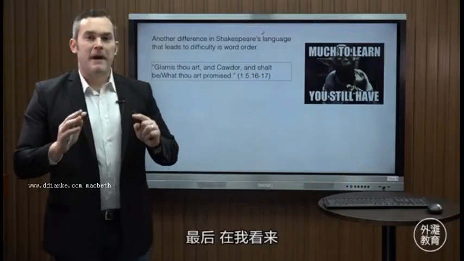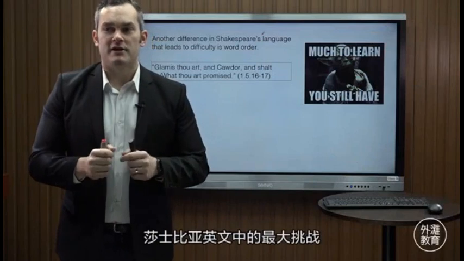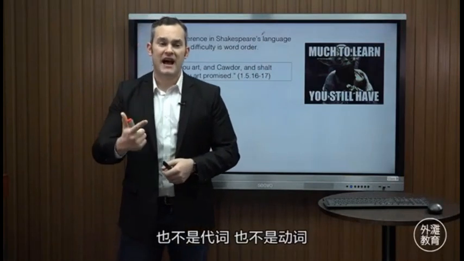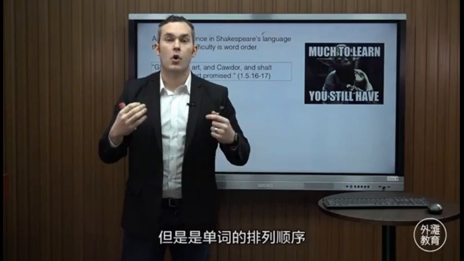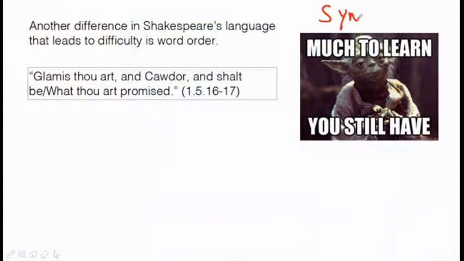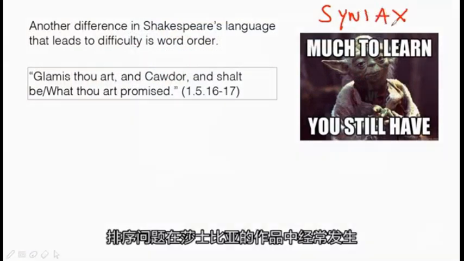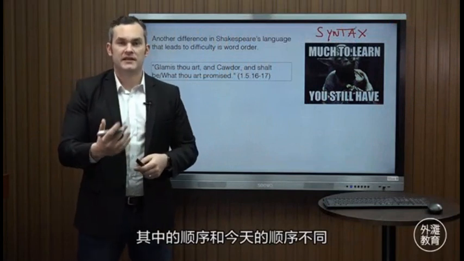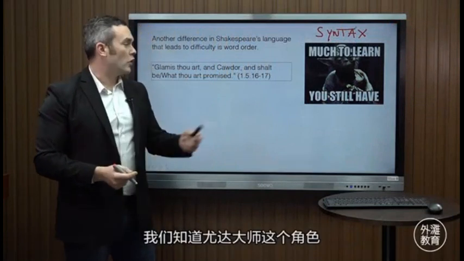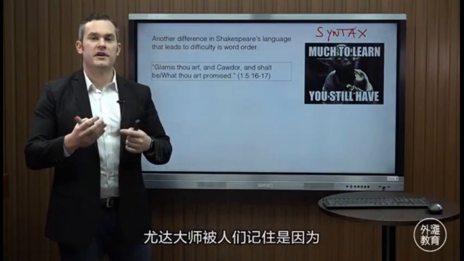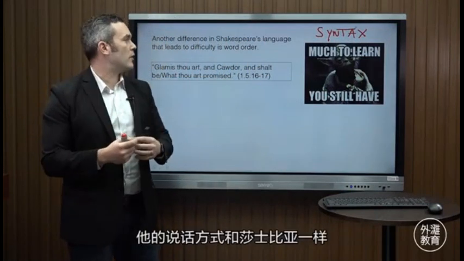The final, and in my opinion, most challenging aspect of Shakespeare's English is not the vocabulary, not the pronouns, not the verbs, but rather the word order, or the syntax. Shakespearean syntax often occurs in a different order than present-day syntax, right? We know the character Yoda, maybe, from the Star Wars franchise, and Yoda is memorable because he kind of speaks in a Shakespeare way, right?